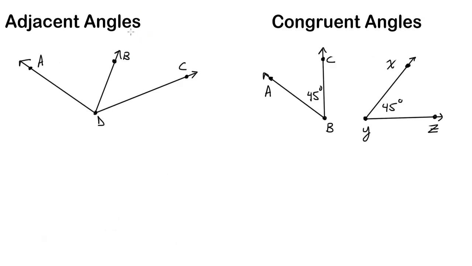So 2 important concepts to understand for this lesson are the concept of adjacent angles and congruent angles. First, let's talk about adjacent angles. You may have heard the word adjacent before on the news or in social studies class. You may have heard of adjacent countries. Those are countries that are next to each other, that share a common border. Well, adjacent angles are angles that are next to each other. Adjacent angles share a common vertex and a common ray.